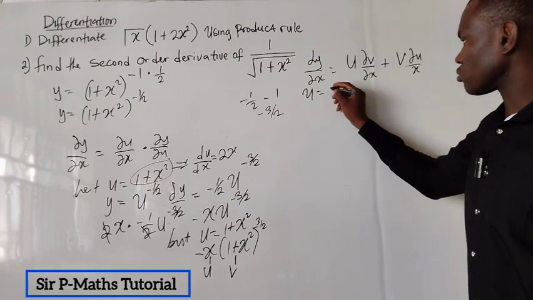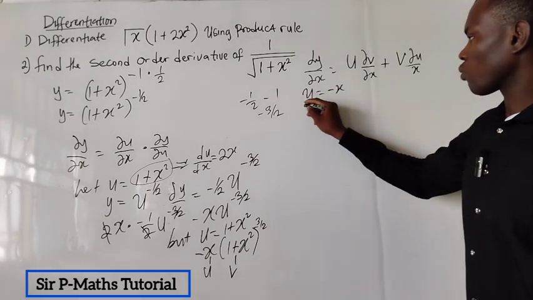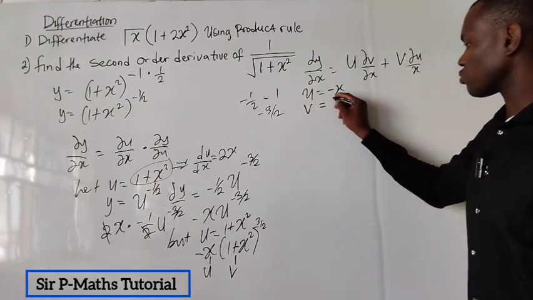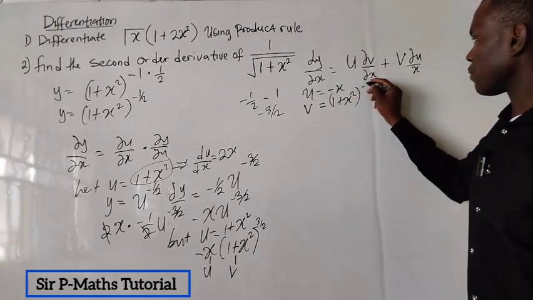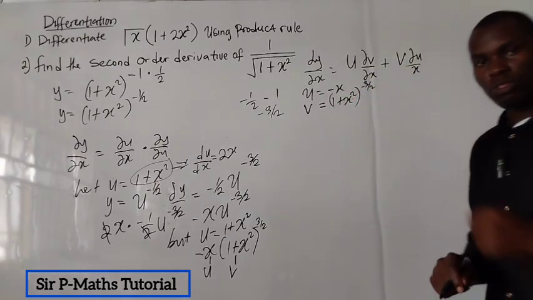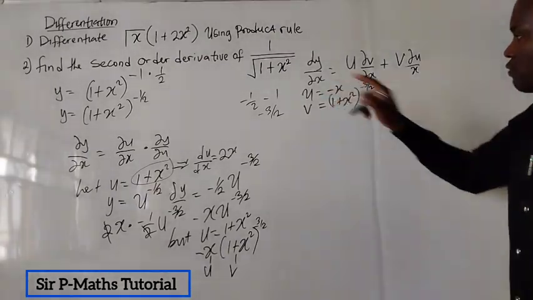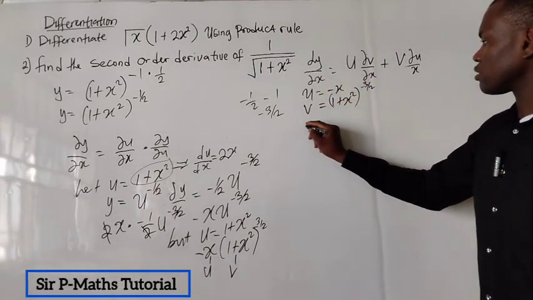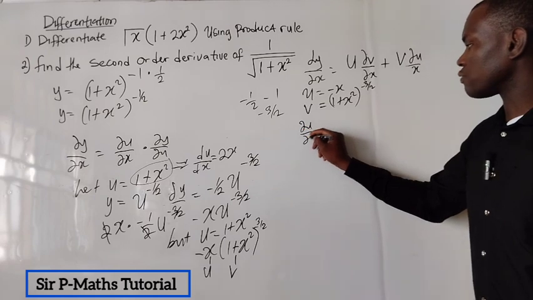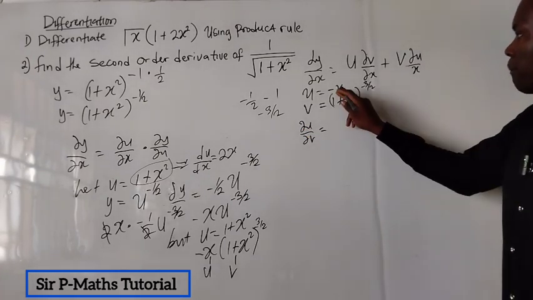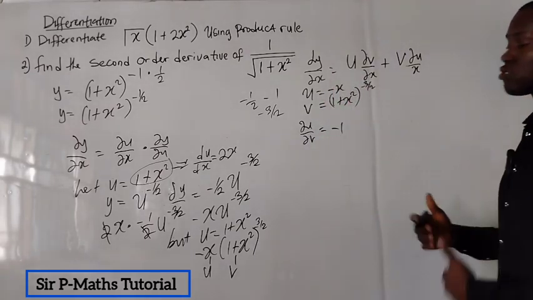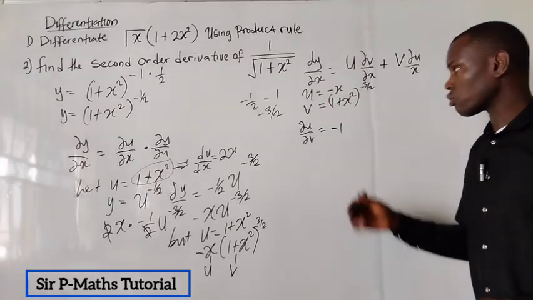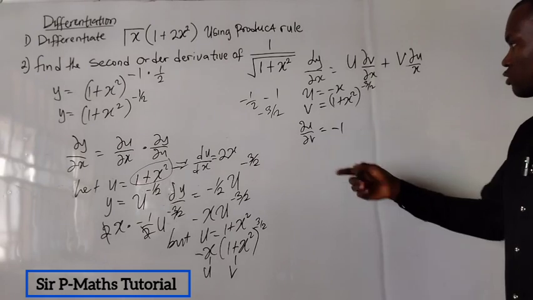U is equal to minus x, whilst our v is equal to 1 plus x squared raised to the power of minus 3 over 2. So what do we do from here? Differentiate u first. Let's differentiate u. The derivative of u will give us minus 1, because we are differentiating a variable that does not have a coefficient bigger than 1. The coefficient here is minus 1.